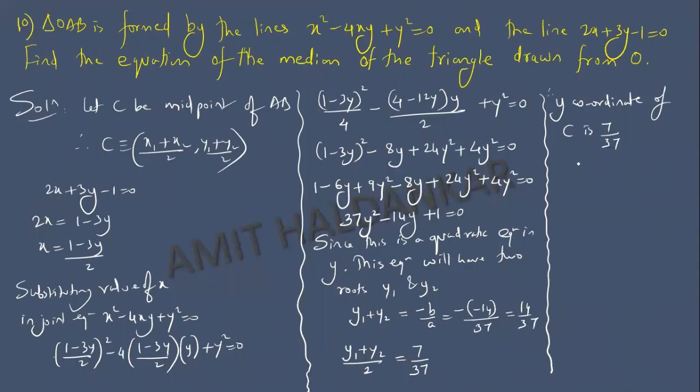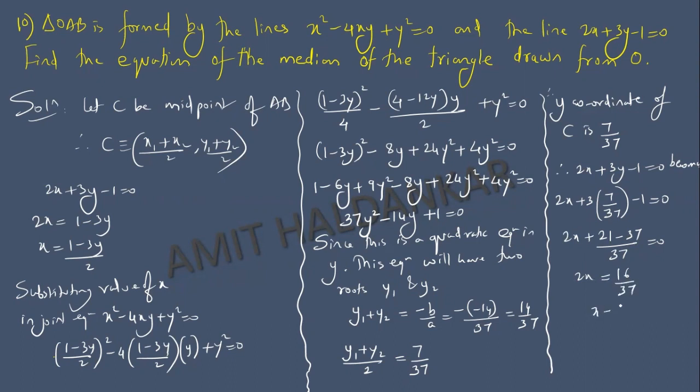So substituting the value, 2x plus 3y minus 1 equal to 0 becomes 2 into x plus 3 into, what is y? 7 by 37, minus 1 is equal to 0. So 2x plus 3 sevens are 21 minus 37, divided by 37 is equal to 0. 2x is equal to 21 minus 37, that is 16. 2 8s are 16.